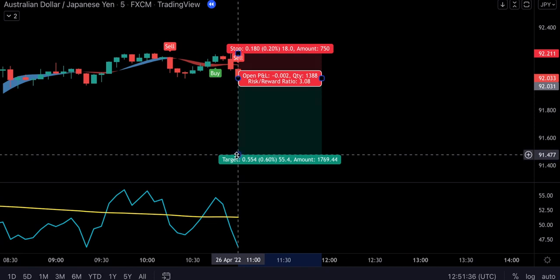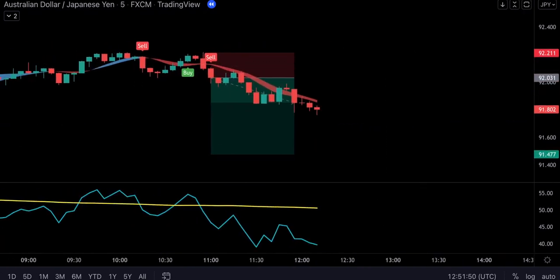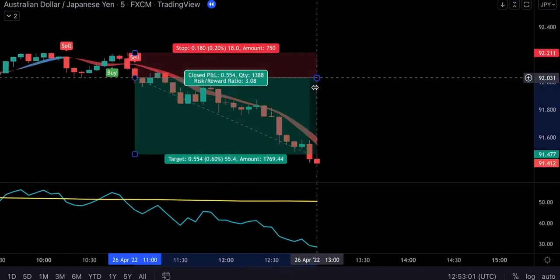And every time the price reaches one of our profit targets, we're going to take a quarter of our position off. We see the price easily reaches all our targets and we close this position with a nice 6% profit.